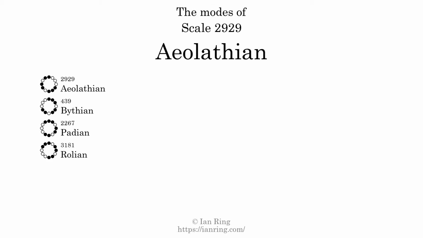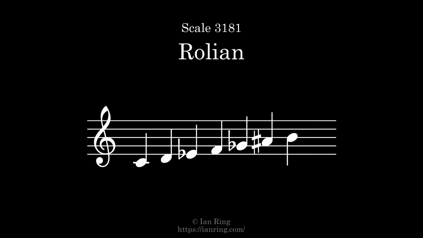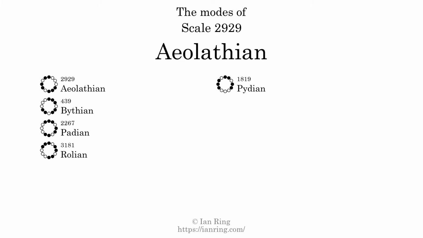The fourth mode is scale 3181, also known as Aeolian. It sounds like this. The fifth mode is scale 1819, also known as Palladian. It sounds like this.